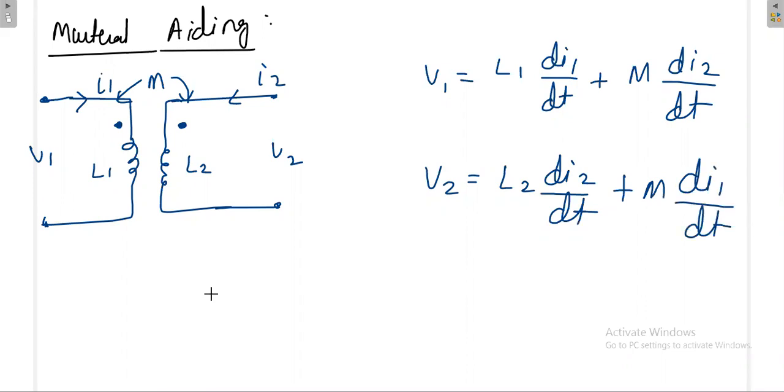So this diagram can be represented like this. I'll write it on the next page. This diagram can be modified like this. In the T structure format, you can write like this.